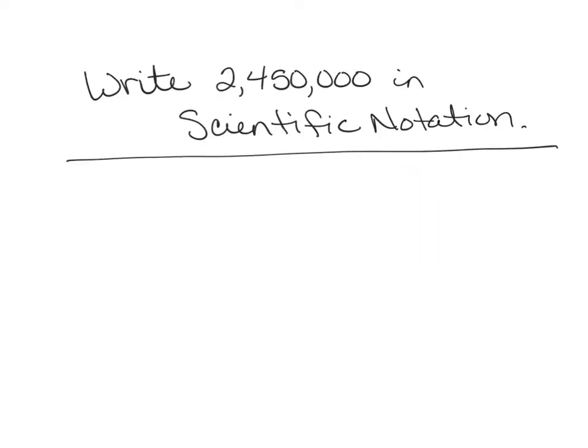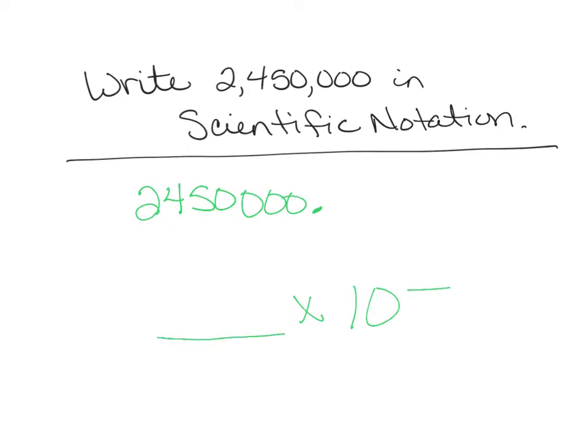So write 2,450,000 in scientific notation. So I'm going to write my number without the commas. And I've got my decimal point here. This is a big number, so I'm going to do times 10. I know I'm going to have a positive exponent, but I'm looking for this number right here first. So I'm going to jump my decimal point back until I get, this is still 24. Here's where my decimal point is going to go because I have 2 and 45 hundredths. That's a number more than 1, but less than 10.